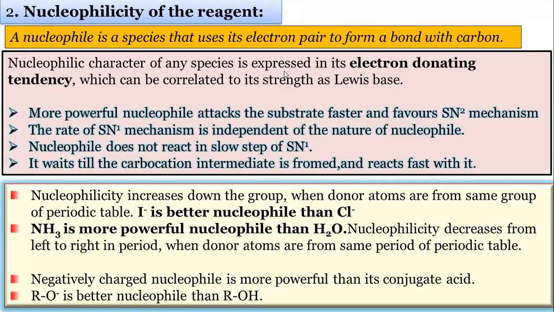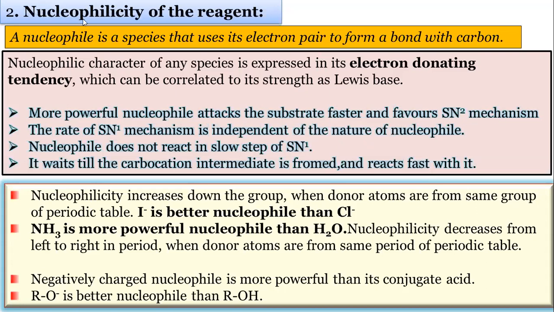Remember, the second factor which affects the nucleophilicity of the reagent is the nucleophile. To understand nucleophilicity, you should know the nucleophile. Nucleophiles are the negatively charged species which use an electron pair to form the bond with carbon. If the nucleophile is more powerful, firstly, it will favor the SN2 mechanism, because in the SN1 mechanism, the role of the nucleophile is not there. In the first step, a carbocation is formed, and in the second step, only the nucleophile attacks. So, a more powerful nucleophile attacks the substrates faster and favors the SN2 mechanism.